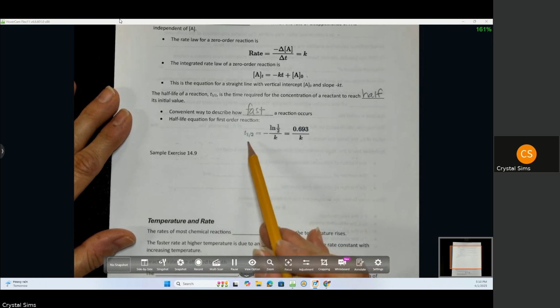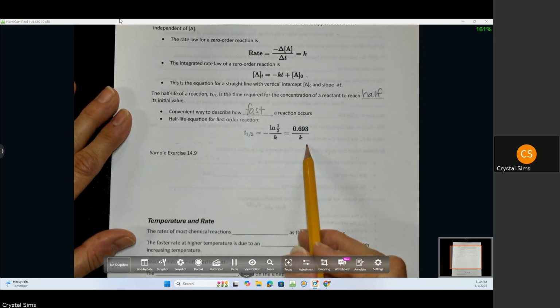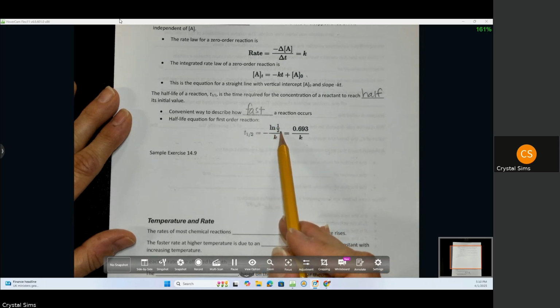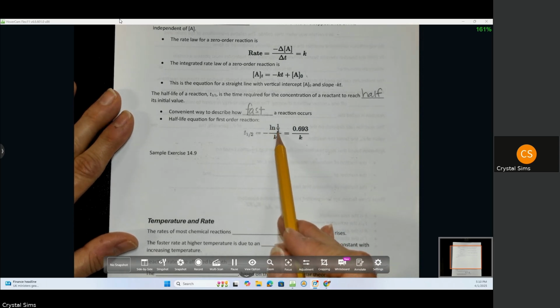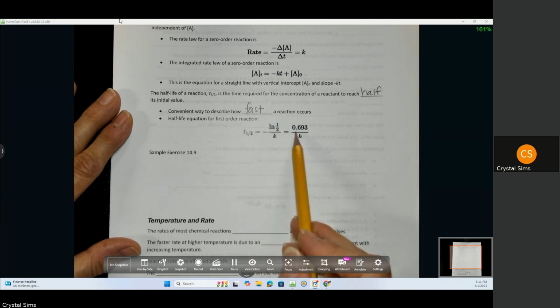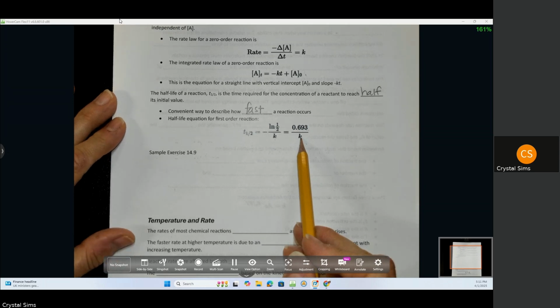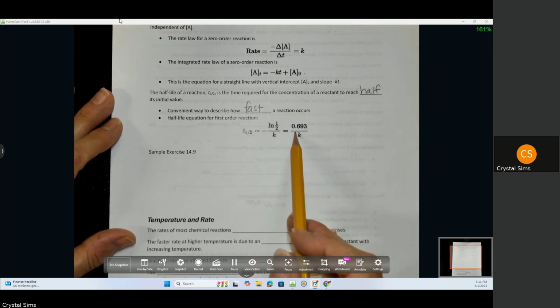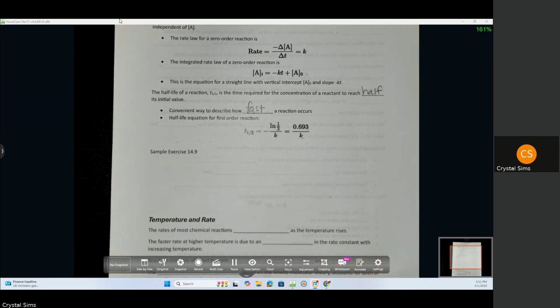And here is our condensed equation for this, where it's the negative log of 1/2, because we're trying to get to half, divided by our rate constant. And if we take the negative natural log of 1/2, that comes out to be 0.693. So half-life is equal to 0.693 divided by our rate constant. And as long as we know one of these two, if we know half-life or if we know the rate constant, we can calculate the other one.